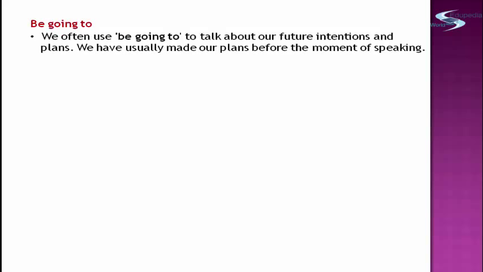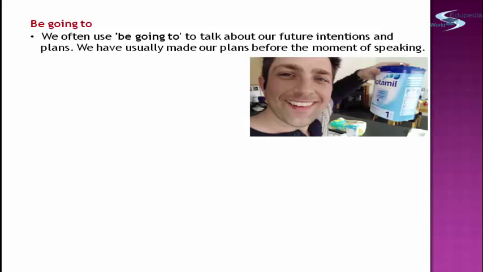Be going to is also expressed in the simple future tense. We often use be going to talk about our future intentions and plans. We have usually made our plans before the moment of speaking. For example, we've run out of milk. I know, I'm going to buy some.